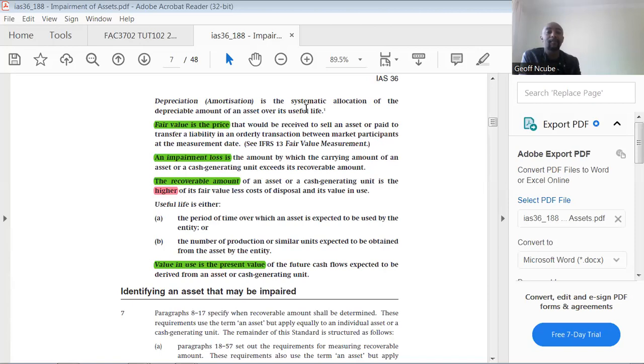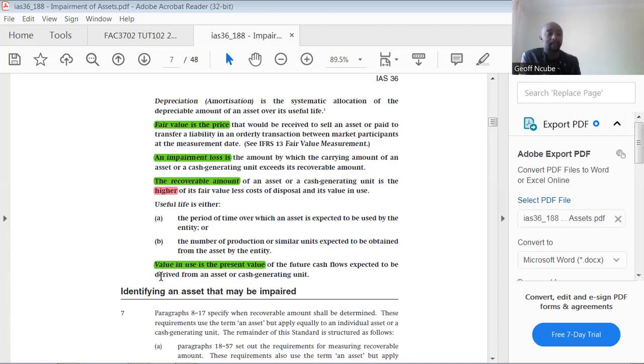My name is Jeff from Edu Network, and today I'll be taking you through the standard IAS 36, just to explain what it is with the different definitions, and we do a simple example. So I'll try and make it as simple as possible.